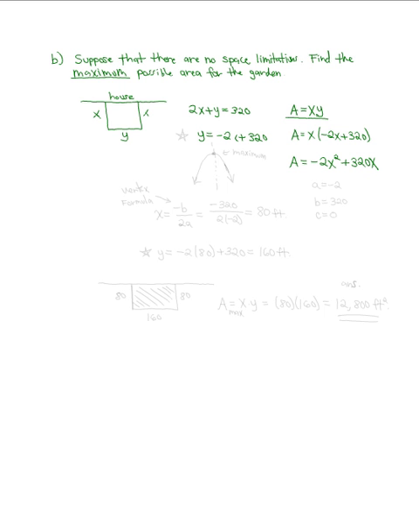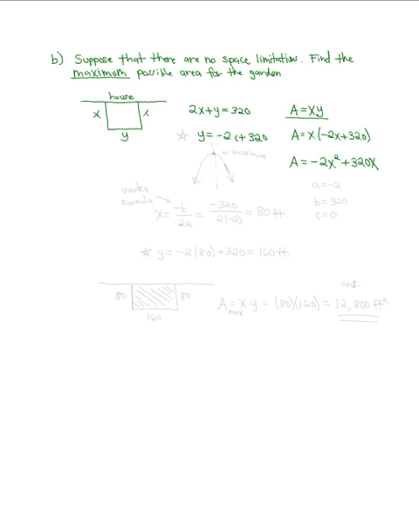Where we veered off was in part A, because of the limited space, we had to use the area of the garden to be 12,000 square feet. And so we plugged in 12,000 in for capital A. But here in part B, we're going to take away that assumption. We're going to suppose that there are no space limitations. And we're supposed to find the maximum possible area for the garden.